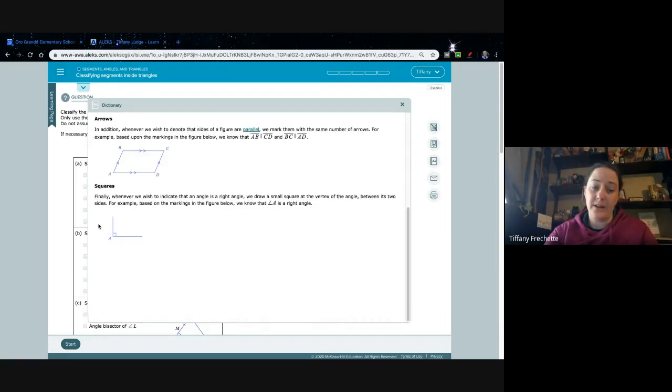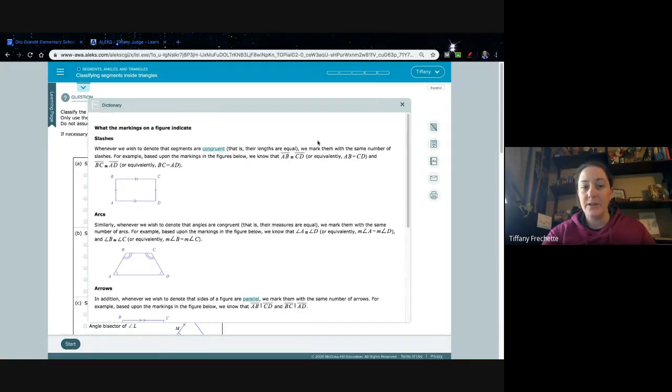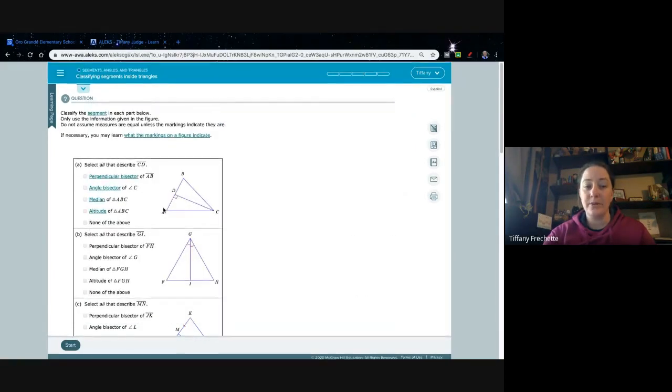And then the last one they have in here is just the square. So this one shows us that it is a 90-degree angle. So whenever we see this, we know that it's 90 or right. It means the same thing because they're saying right angle in the words here. But a right angle is 90 degrees. All right, so that's just kind of a quick reference on markings.